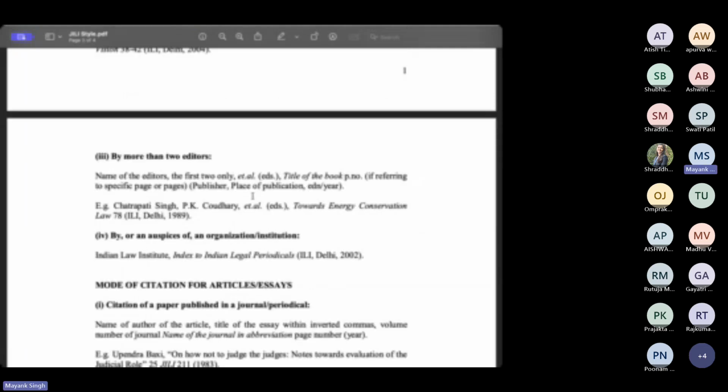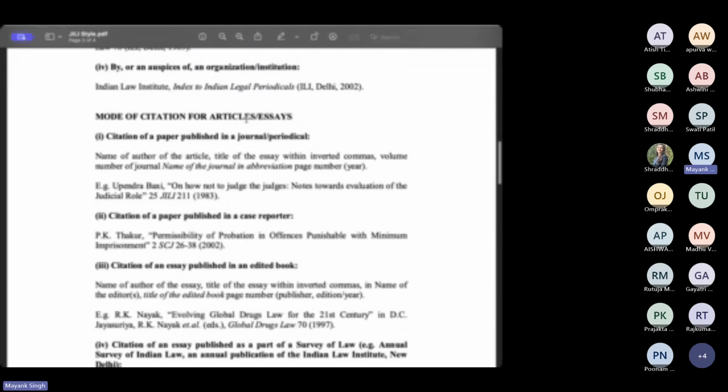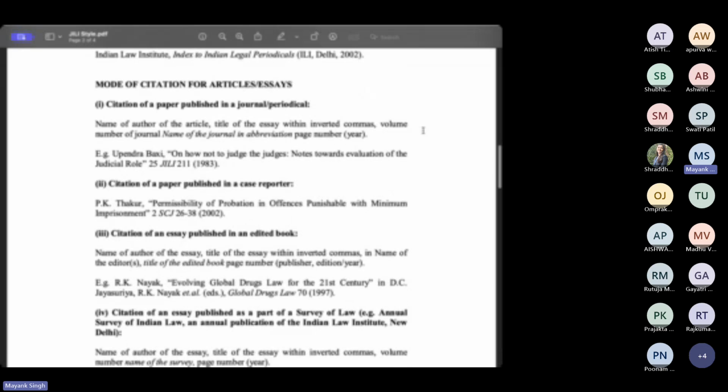Then more than two authors. Mode of citation of an article. Suppose you want to write a citation for an article: the name of the author of the article, same thing. Who's the author? Suppose I have written an article, you will write my name, Mayank Singh. Like here it is written Upendra Bakshi.